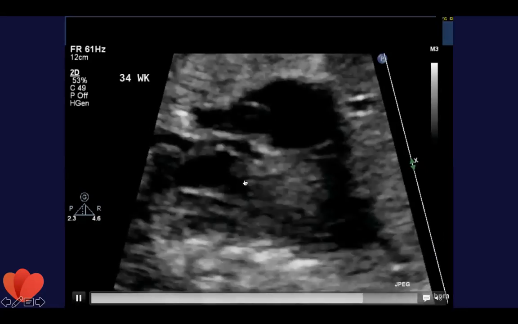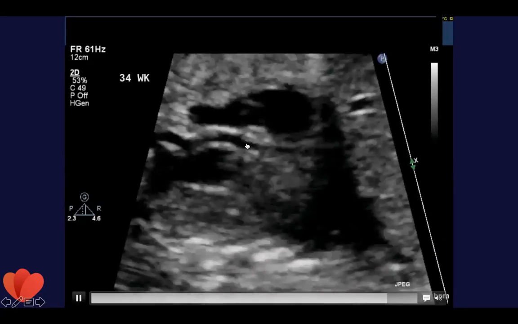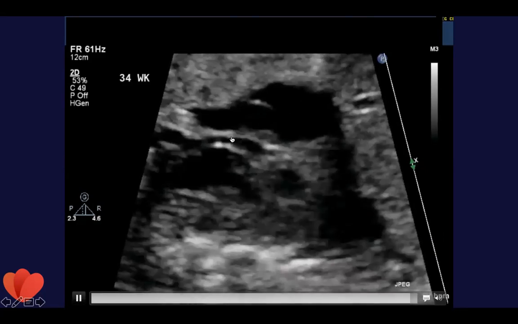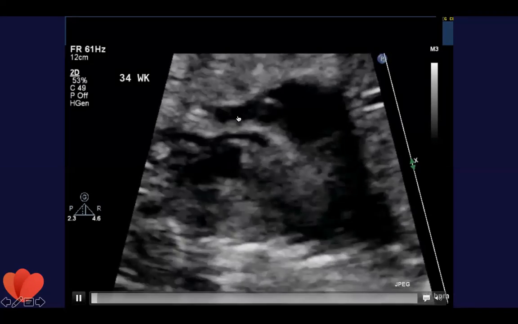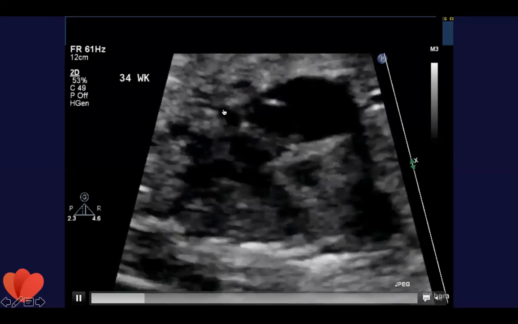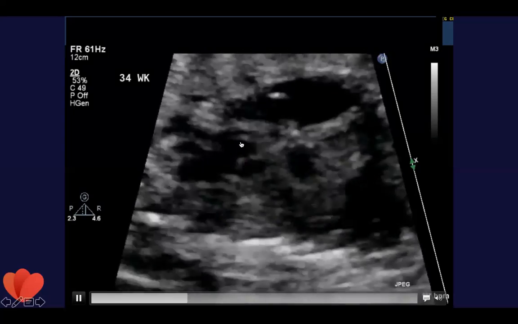Then moving on, because as we talked about, the ascending aorta is also small and hypoplastic, which you can see here. Comparing it to your right superior vena cava, you can see the significant difference in the ascending aorta and its size.